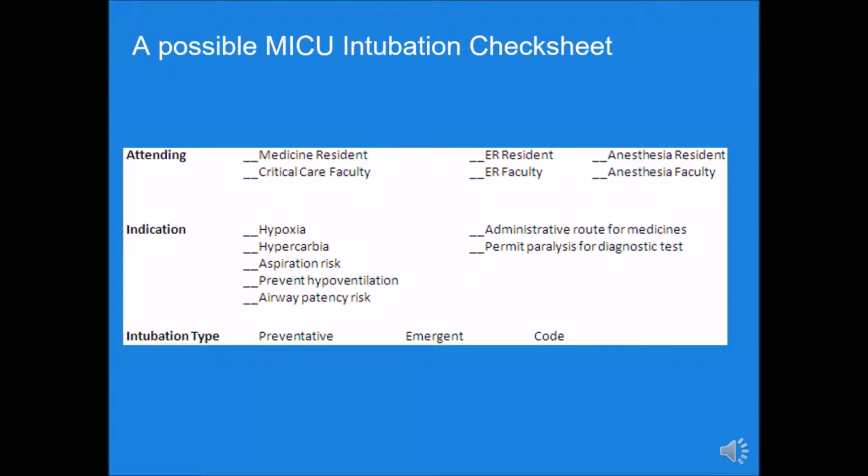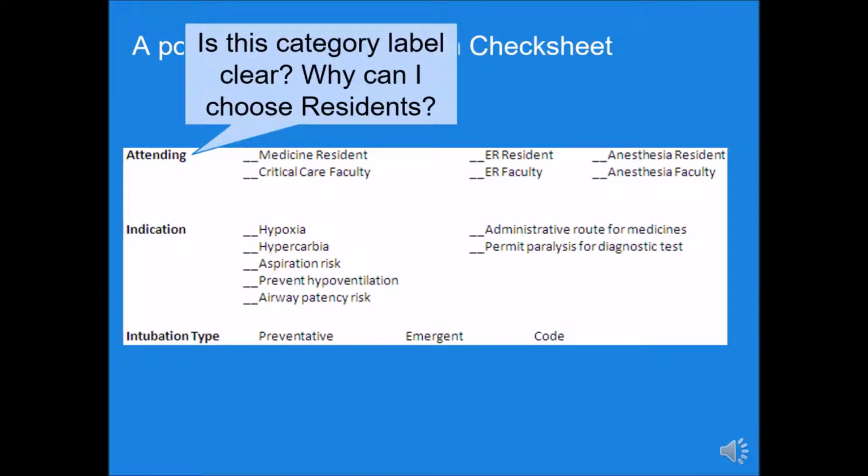This example again comes from the ventilator-associated pneumonia project that we've been talking about throughout this course, from a different part of the project when they were looking at intubations themselves and seeing if they could decrease the initial intubation rate. The first thing that jumps out at me about this check sheet is that the label of the first piece of data and then the options available are a little confusing in that it's titled attending, but you can see that you can choose resident or faculty for the options.